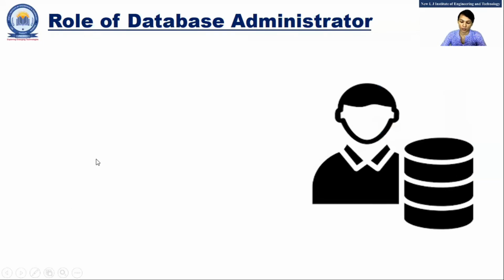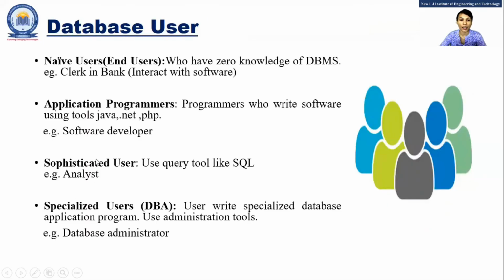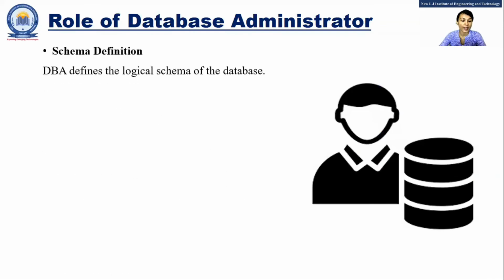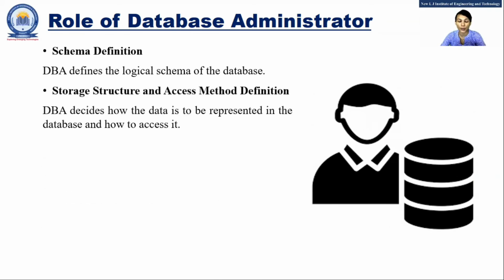Now the last one is the database administrator. What are the tasks of the database administrator? The database administrator will decide the schema definition. What is the schema? We already discussed that the schema is the overall structure of the table. So the DBA defines the logical schema of the database. He will decide what the name will be, what the columns will be, what the size of the database will be, and how many tables there will be.